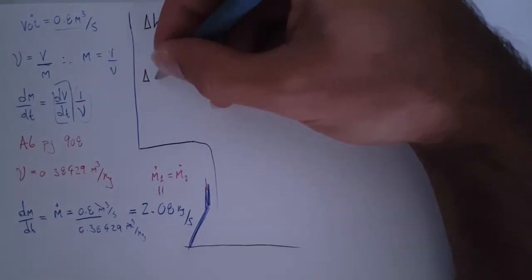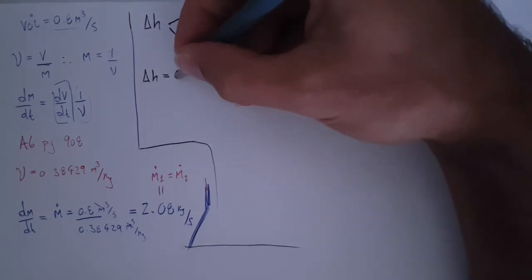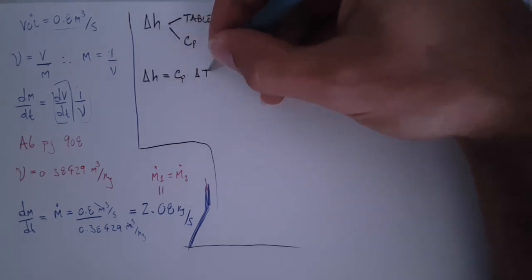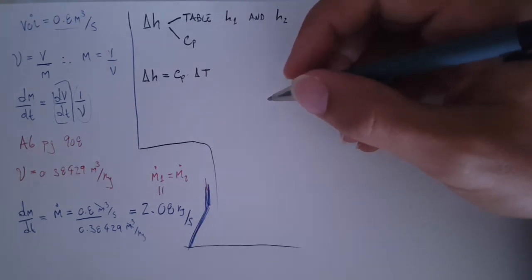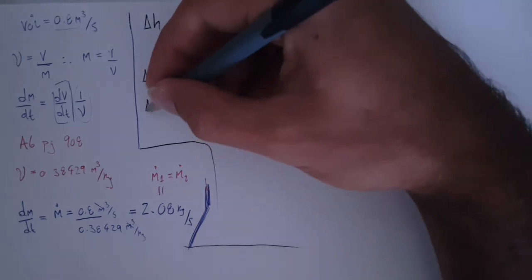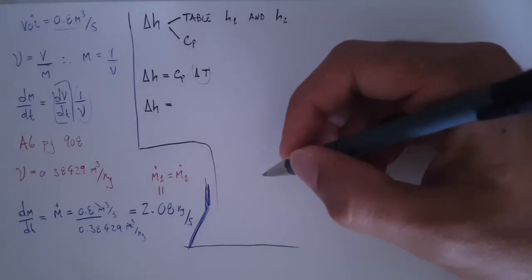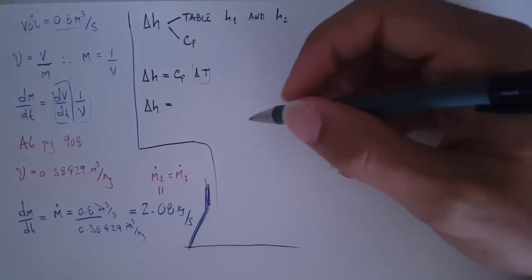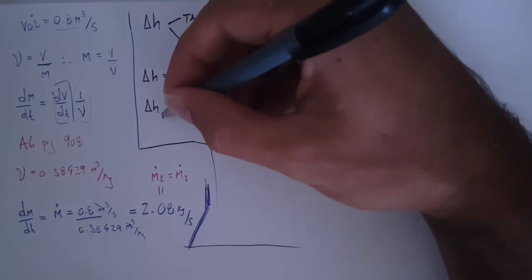So we know that the change in specific enthalpy will be cp times my delta T. I have the delta T. If I go to the table to grab my cp, I have the difference in temperature. So my delta h is going to be, let me just check. Oh, never mind, I'm not going to do cp. I'm going to do the table one. My bad.